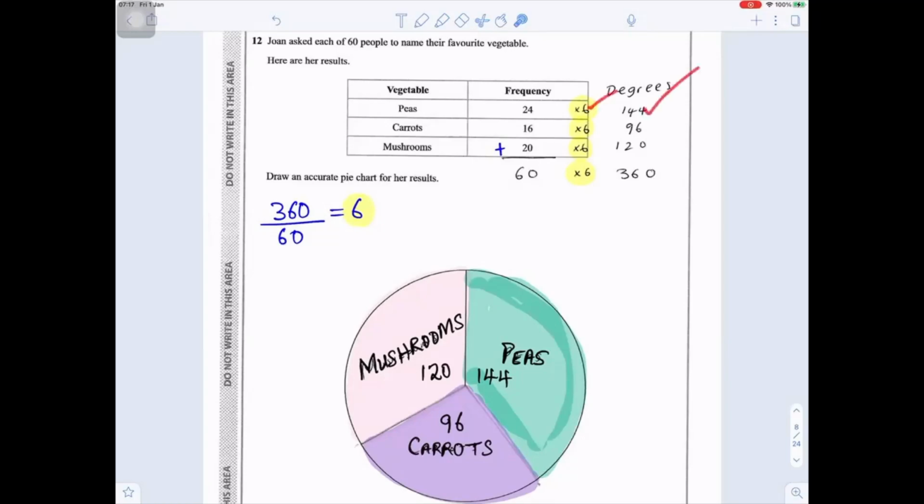So 24 times 6 is 144. 16 times 6 is 96. 20 times 6 is 120. And to check, you add all of these numbers. 144 plus 96 plus 120 will give you 360 degrees. Now you can draw it. You use your protractor. 144 is for the peas. You measure that angle and draw it. 96 is for the carrot. And what is left is 120. That will be for your mushroom.